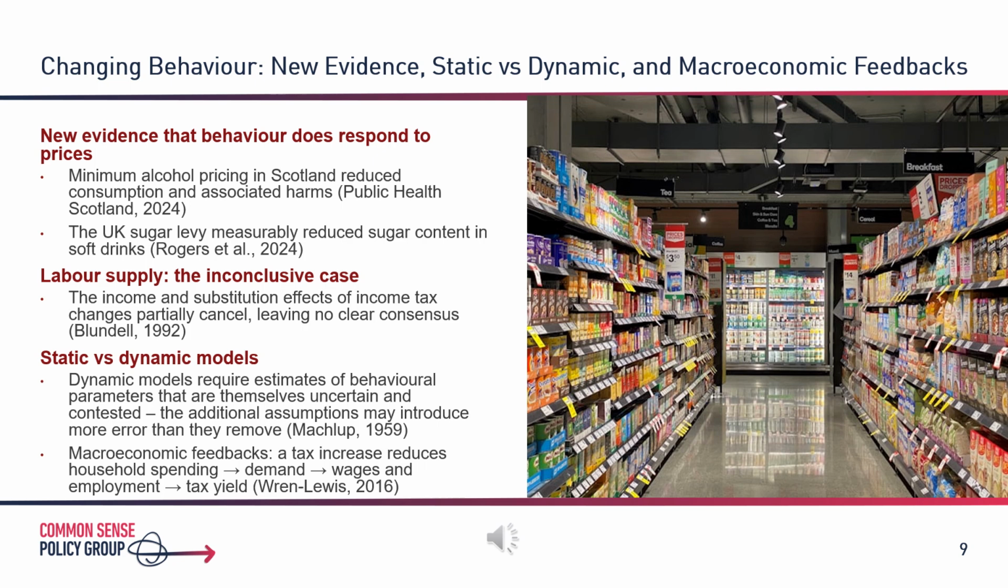Minimum unit pricing for alcohol in Scotland, introduced in 2018 at 50 pence per unit, has been evaluated rigorously by Public Health Scotland. The 2024 review finds that it reduced alcohol consumption and associated health harms, particularly among the heaviest drinkers who were the primary target. This is a case where the price mechanism worked broadly as predicted. Making the cheapest alcohol more expensive reduced its consumption among the most price-sensitive consumers.